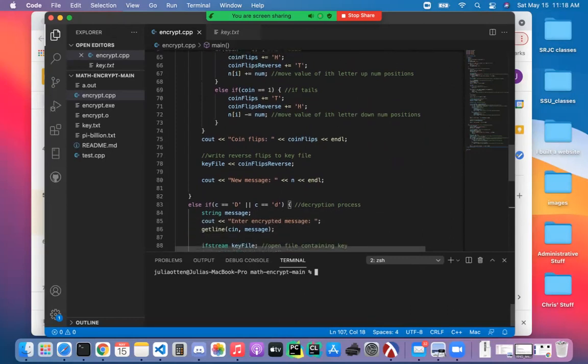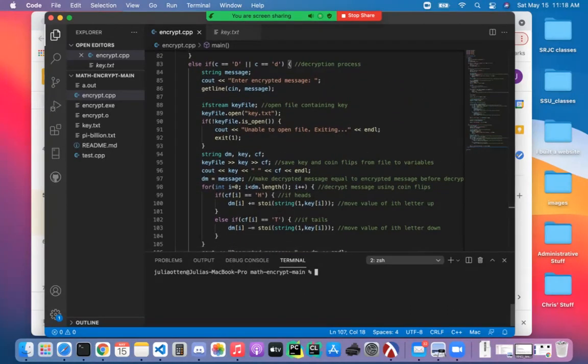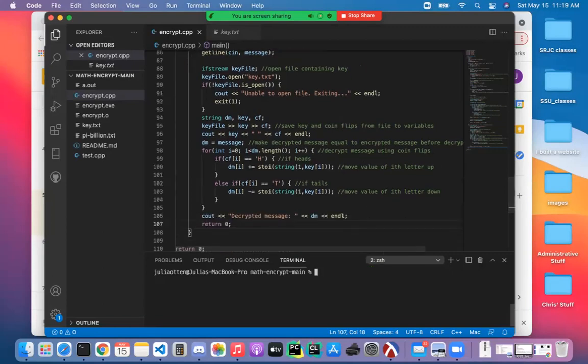If the user wants to decrypt a message, they will need the encrypted message and the key file on hand. They enter the encrypted message, and the program runs the key file and basically does the encryption process in reverse. And if successful, you should see the original message that you typed.